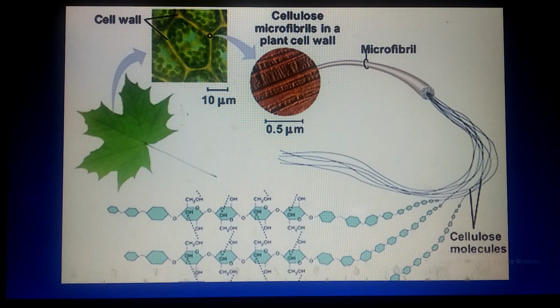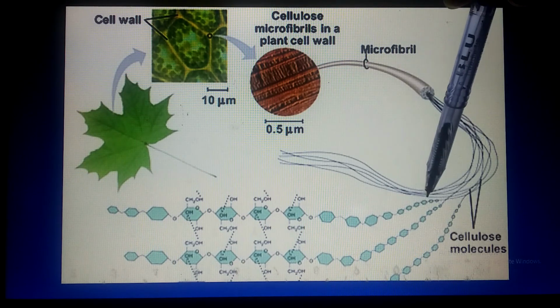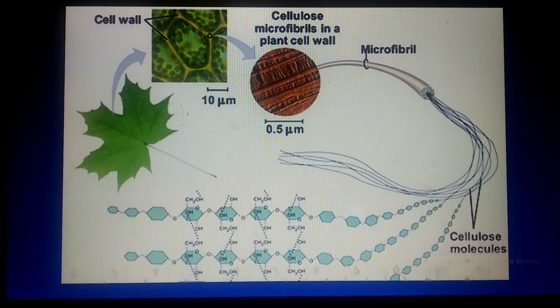Okay, now here you can see the plant cell wall in which the cellulose is arranged in a crisscross arrangement, and this is just one fiber, which is the microfibril, and this is the cellulose molecule, which is further made up of monosaccharide sugars. Is it clear? So this is the most important polysaccharide in nature, found in the cell wall of plants.